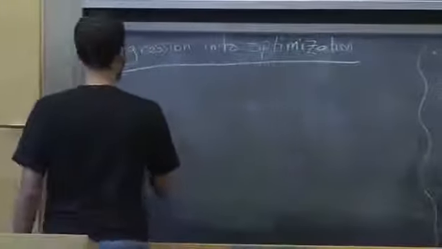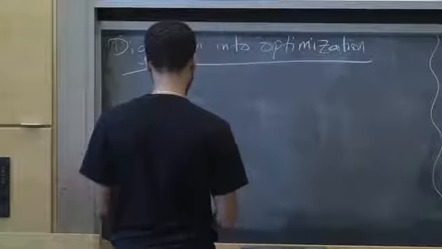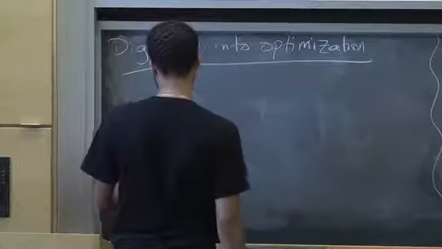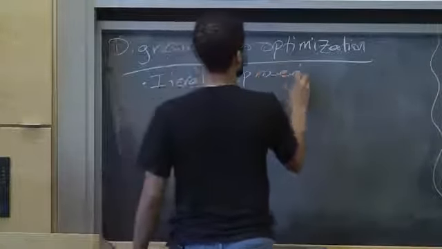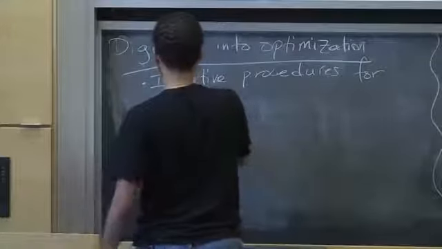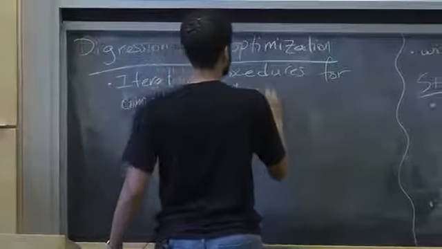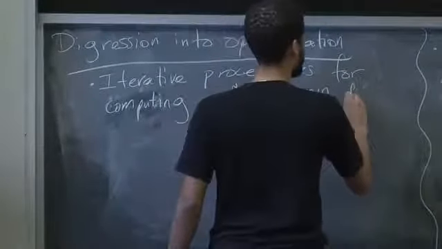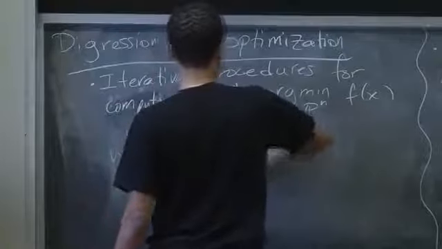So we're going to look at iterative procedures for computing x star, which is the argmin over x in R^n of f of x, where f maps R^n to R.